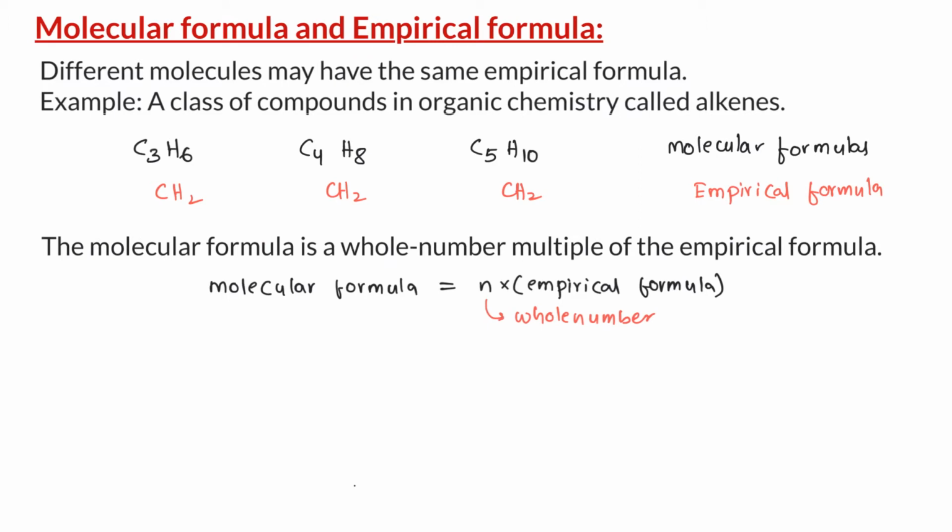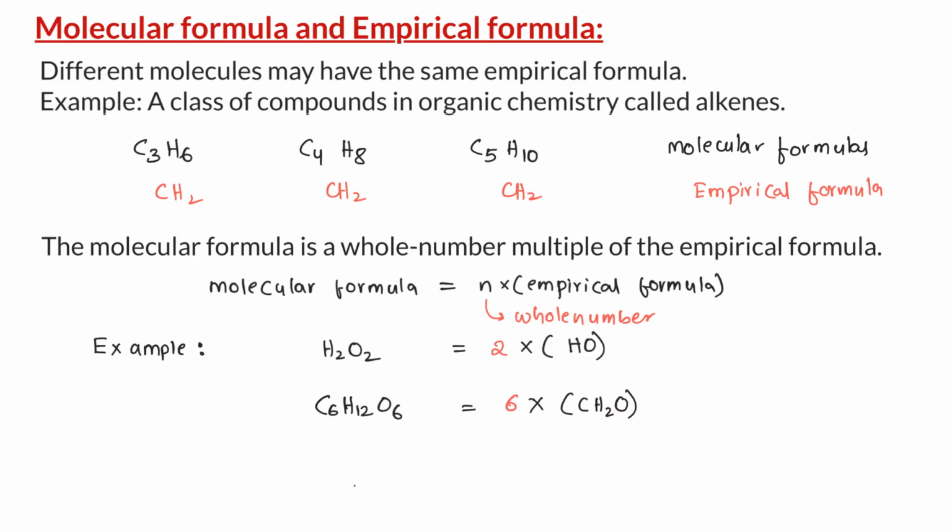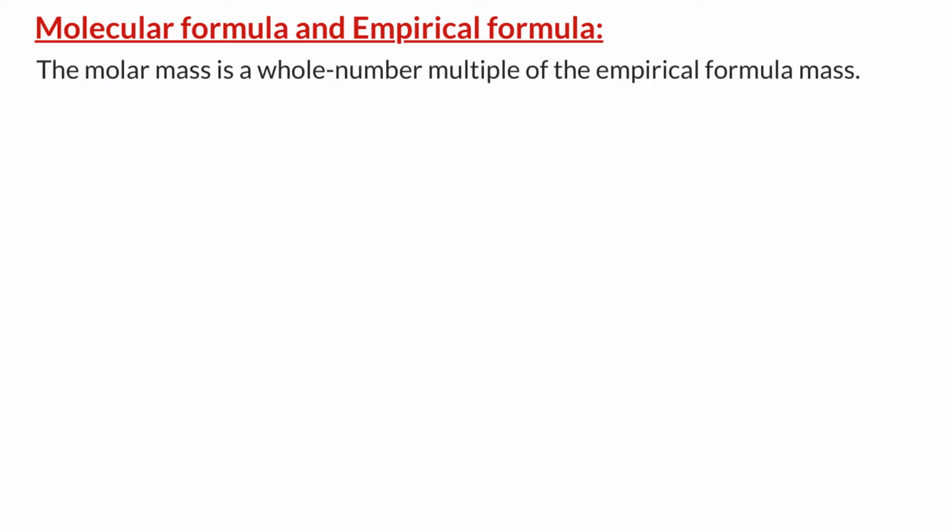The molecular formula is a whole number multiple of the empirical formula. For example, if we want to get the molecular formula of hydrogen peroxide from its empirical formula, we need to multiply the empirical formula by a whole number, that is 2. Similarly, for glucose, if we multiply the empirical formula CH2O by a whole number, that is 6, we get the molecular formula of glucose.